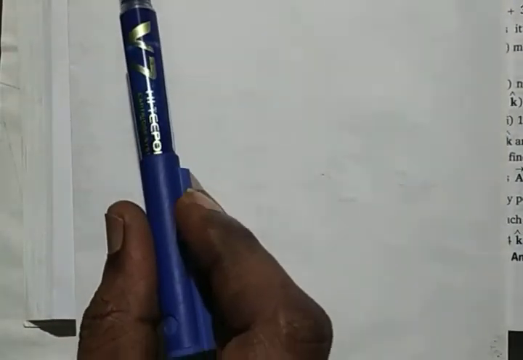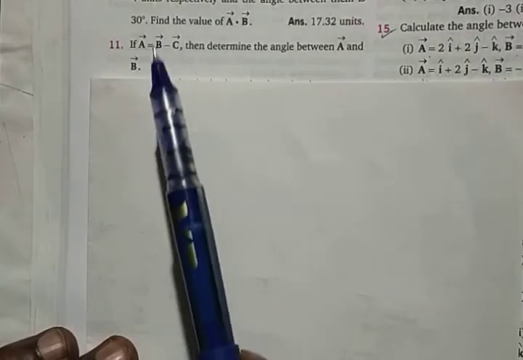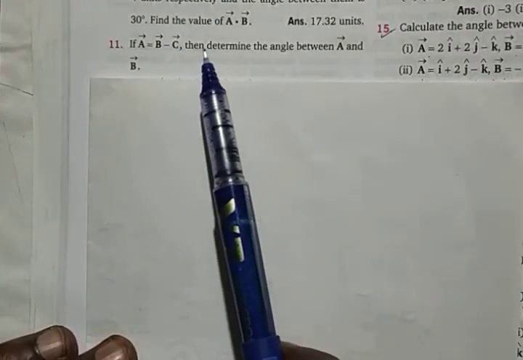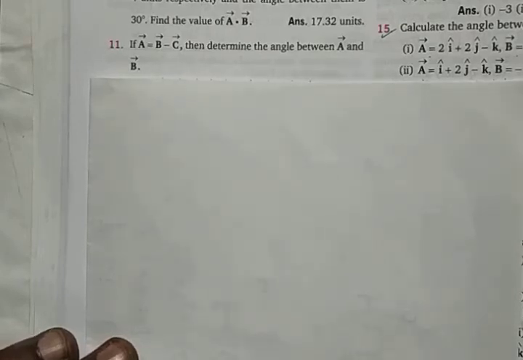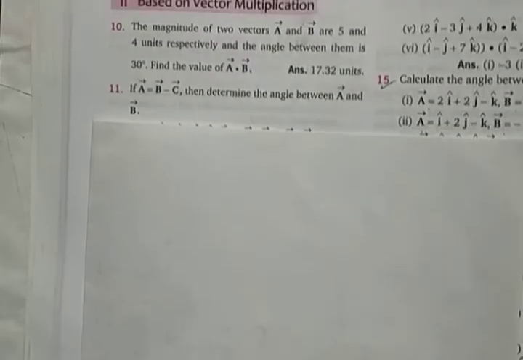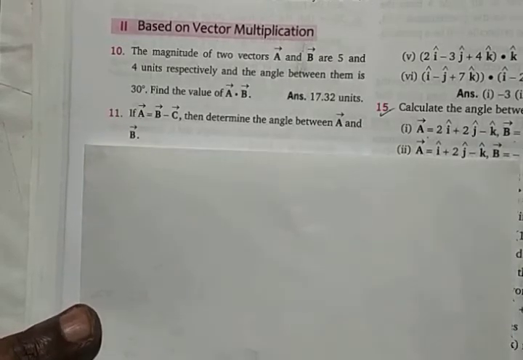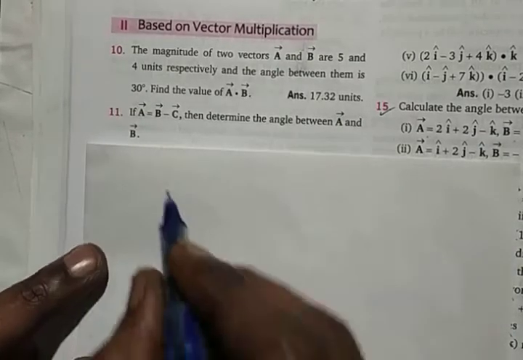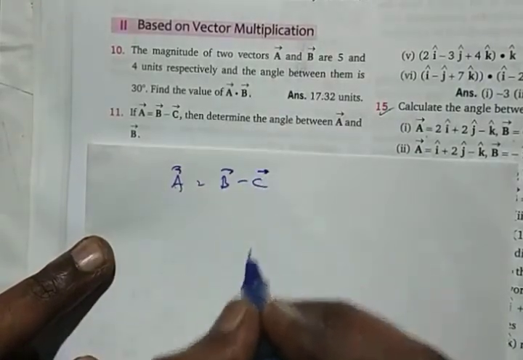So we will do the question number 11 here. If A is equal to B minus C, then determine the angle between vector A and B. So it is asked as find the angle between vector A and vector B. Right, let's write down A vector is equal to B vector minus C vector.